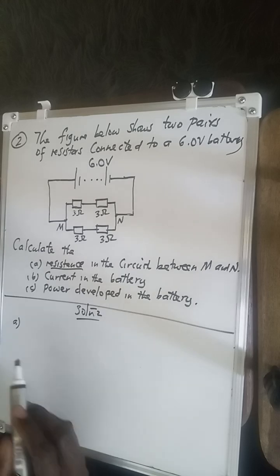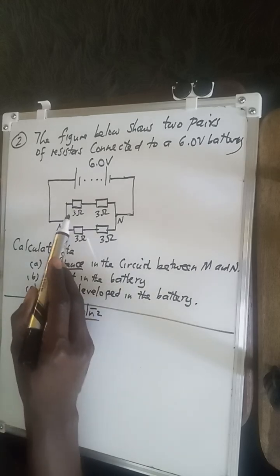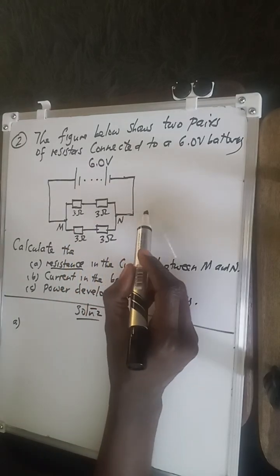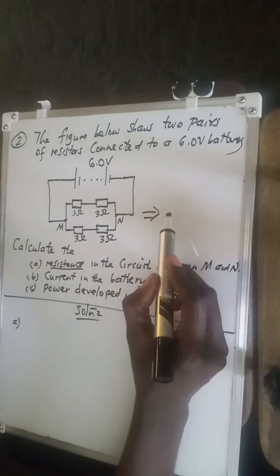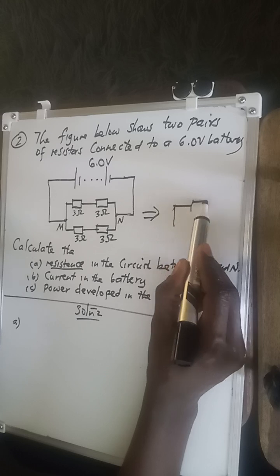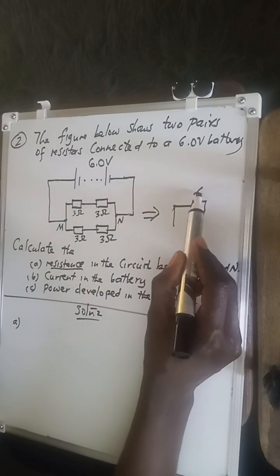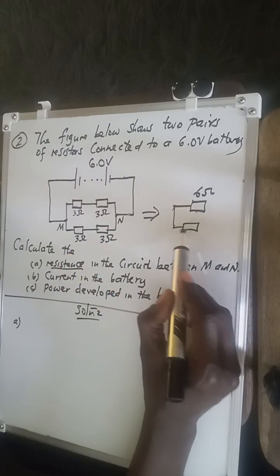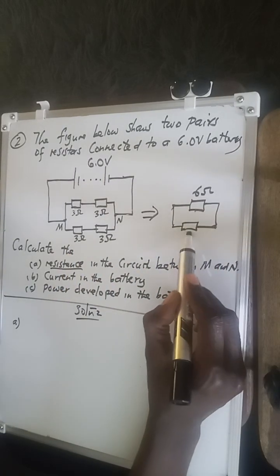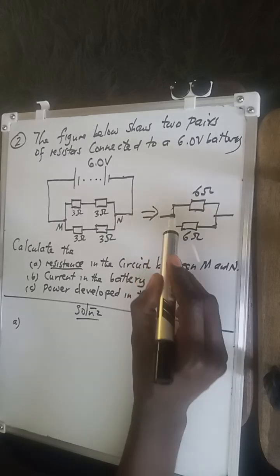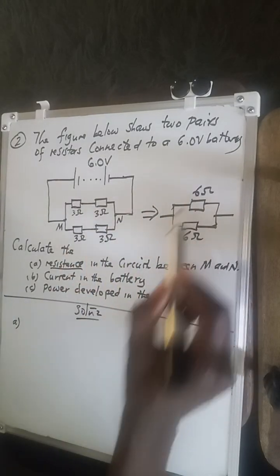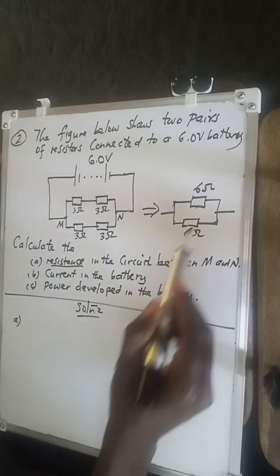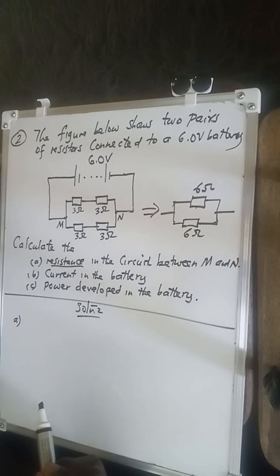So they want us to find the total resistance. Remember what we said, these resistors are simply arranged in series. So you can reduce such a circuit by adding those resistors there. So when you add 3 plus 3, that will be 6 ohms. You can also do the same, these are in series, then that is going to be again 6 ohms. So now when you reduce it like that, the two resistors are arranged in parallel.